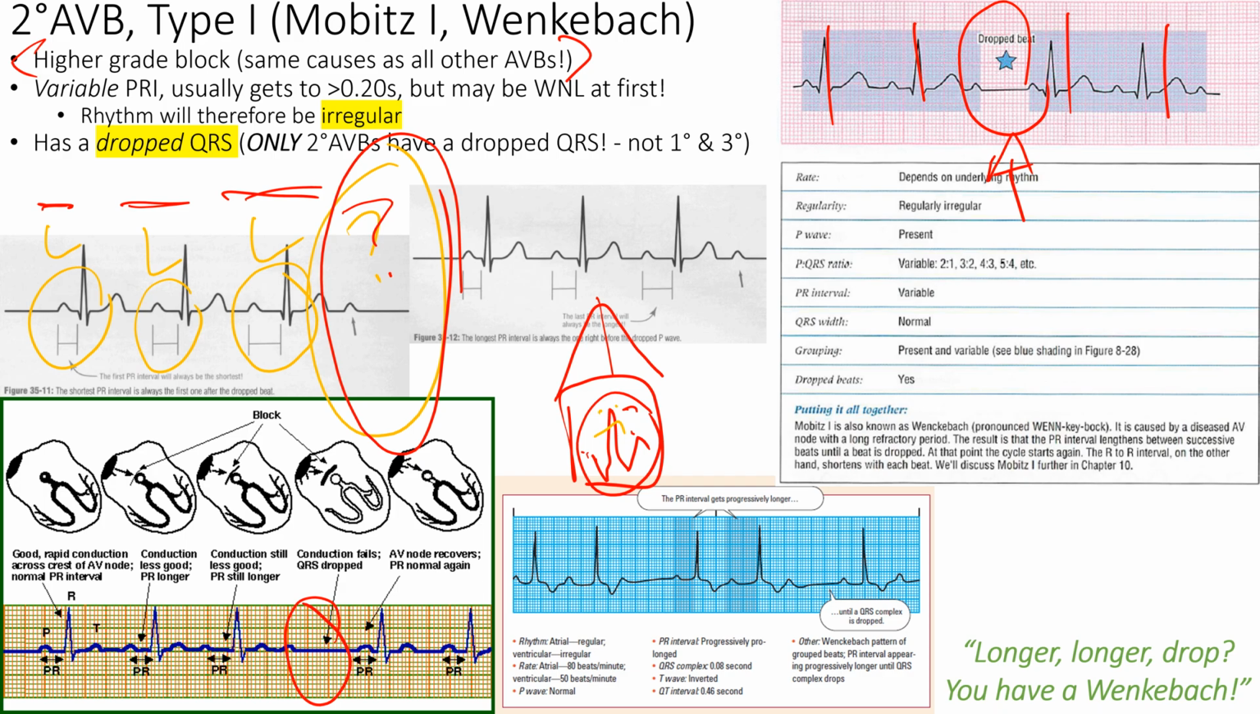Also, the characteristics of second degree type 1 and type 2 are that they have dropped QRS complexes. They have dropped beats. That's only second degree AV blocks. First degree and third degree are regular rhythms. All the QRSs are where they're expected to be. So dropped QRSs are only a feature of second degree type 1 and type 2.